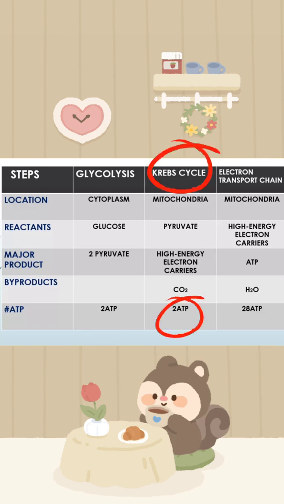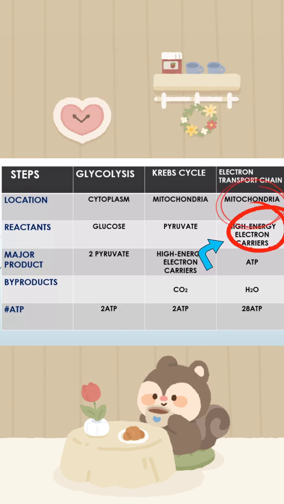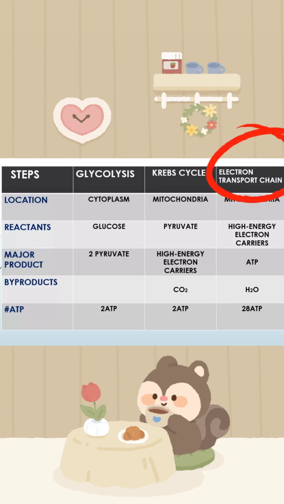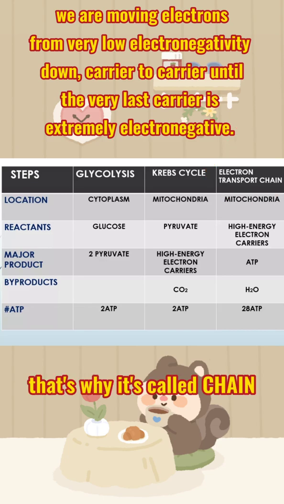The third and final step continues in the mitochondria. We're still in the mitochondria and we are going to use the high energy electron carriers to produce our product. In the mitochondria, we have these high energy electron carriers bringing electrons down a chain, and the only logical name for this step is the electron transport chain. Because what are we doing? We are moving these electrons from very low electronegativity down carrier to carrier until our very last carrier is extremely electronegative. That's why it's a chain.